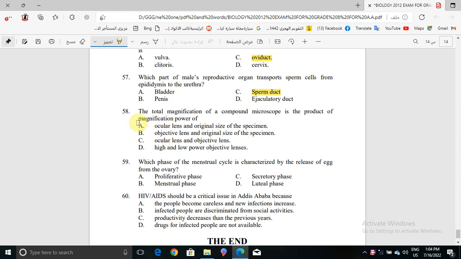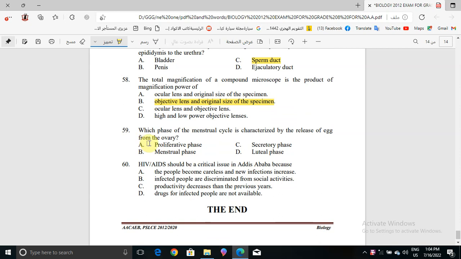Now in question number 58, the total magnification of a compound microscope is the product of the magnification power of what? Ocular length and original size of the specimen, objective length and original size of the specimen, or ocular length and objective length, or high and low power objective lenses. It says the total magnification of a compound microscope is the product of the magnification power of the ocular length and the objective length. Okay, now question number 59, which phase of the menstrual cycle is characterized by the release of the egg from the ovary? It will be the secretory phase.